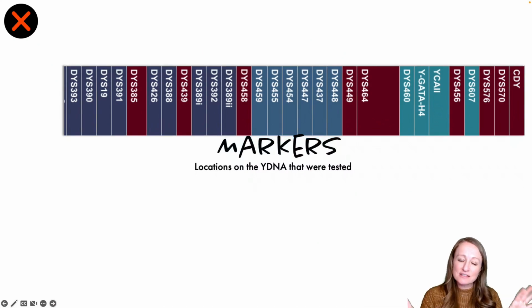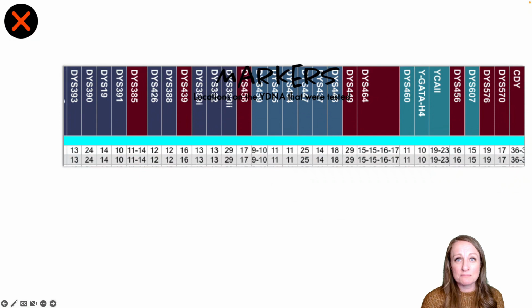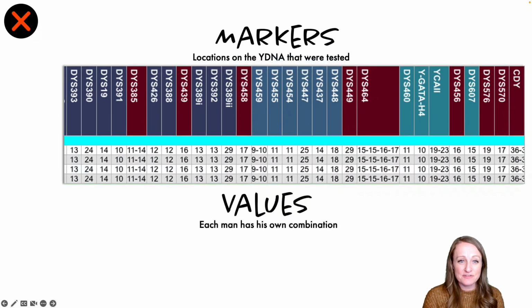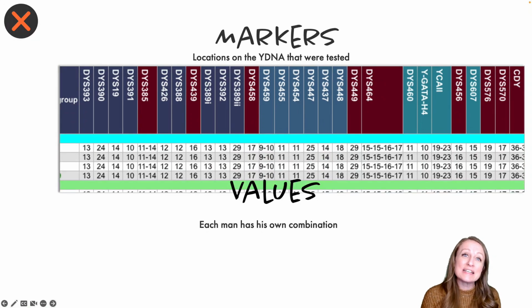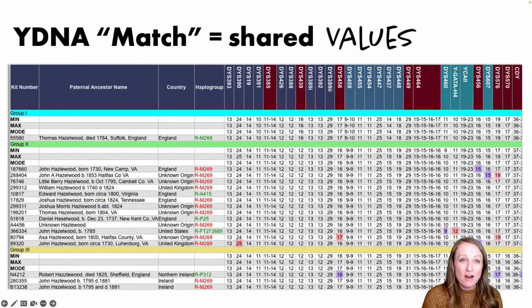First of all, across the top, you're going to see a list of markers. These are locations that have been tested by Family Tree DNA for every single YDNA test in your project. So every man has these same locations. What's different between men are the values that they have, these numbers. So in general, your YDNA matches are those people with shared values.